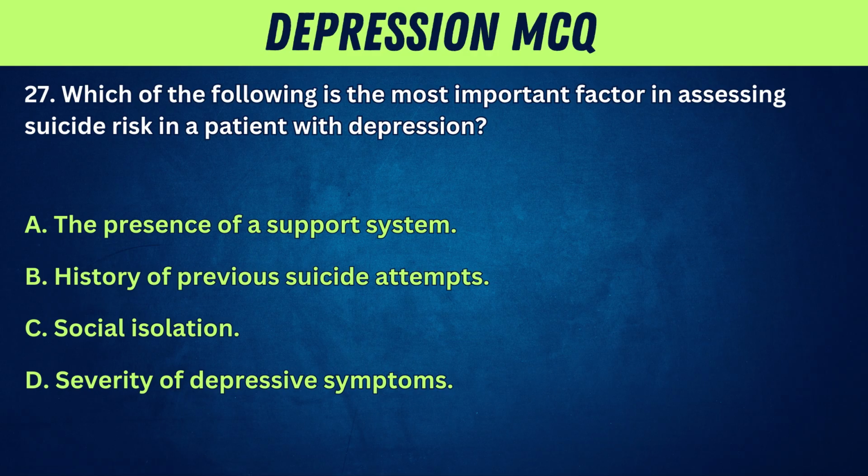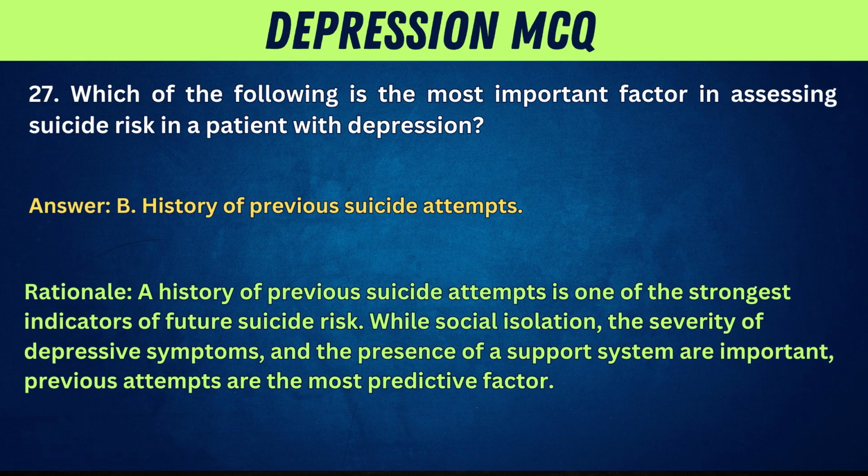27. Which of the following is the most important factor in assessing suicide risk in a patient with depression? A. The presence of a support system. B. History of previous suicide attempts. C. Social isolation. D. Severity of depressive symptoms. Answer: B. History of previous suicide attempts.